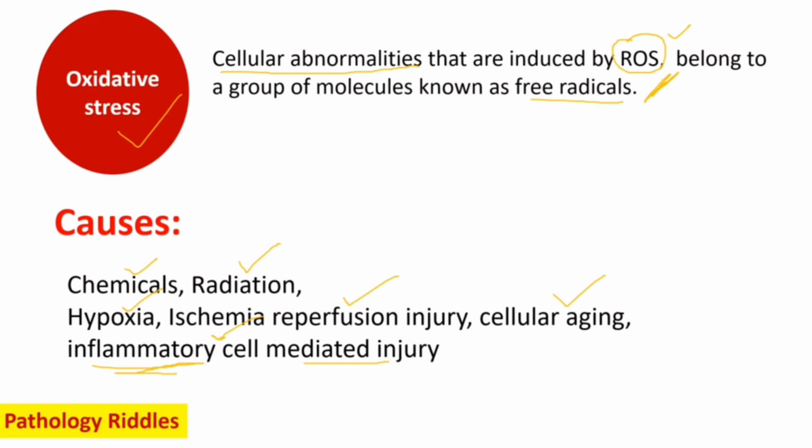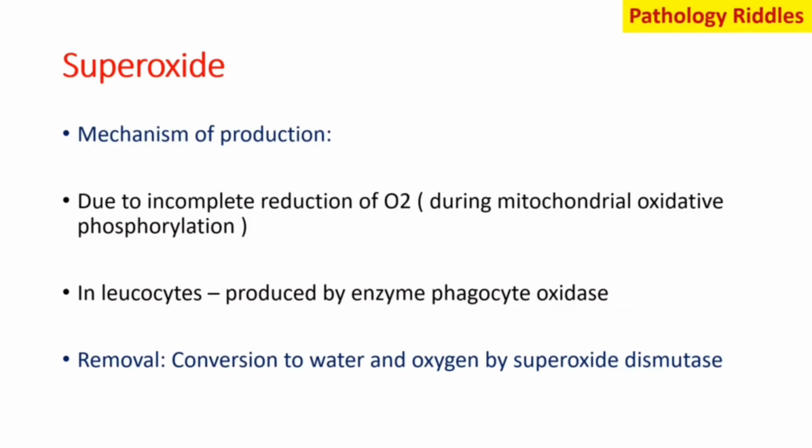So let's know more about these reactive oxygen species. The first reactive oxygen species is superoxide. So how is superoxide produced? It is depicted as O2 minus.